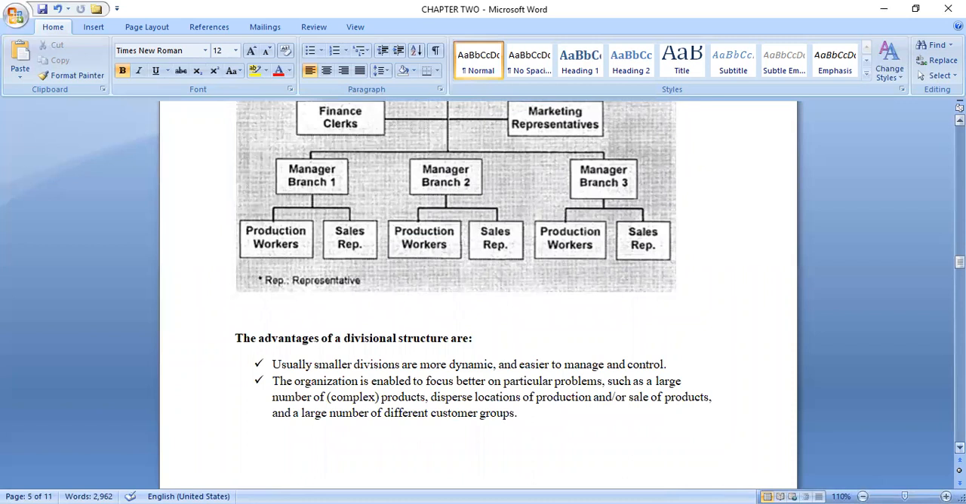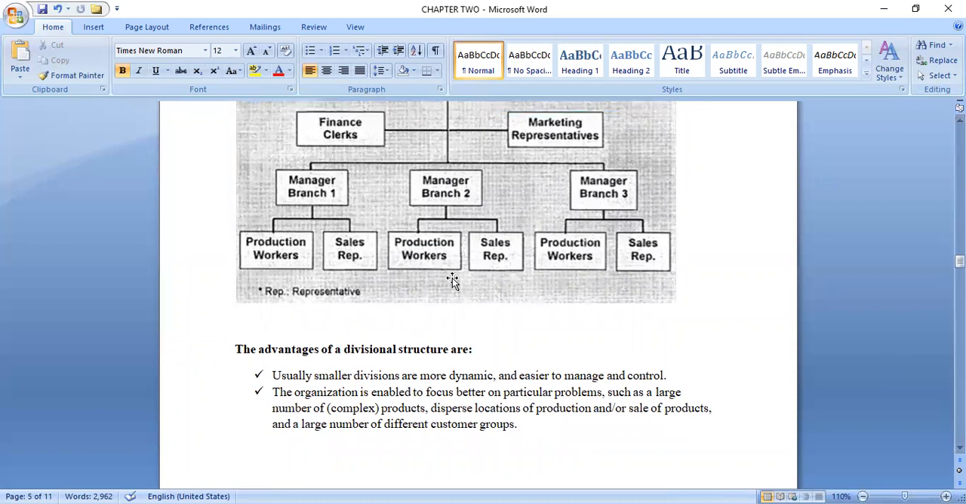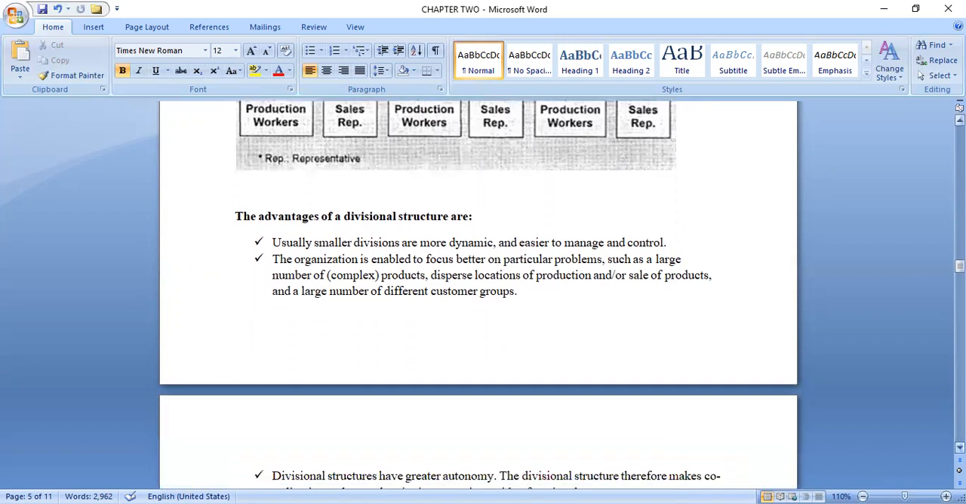So the divisional organization structures are complex in a way that each branch is having a department, right? So that is the complexity of divisional organization structure. What are the advantages of divisional organization structure? One of them is that they are usually in smaller divisions. They are more dynamic and easy to control, right?